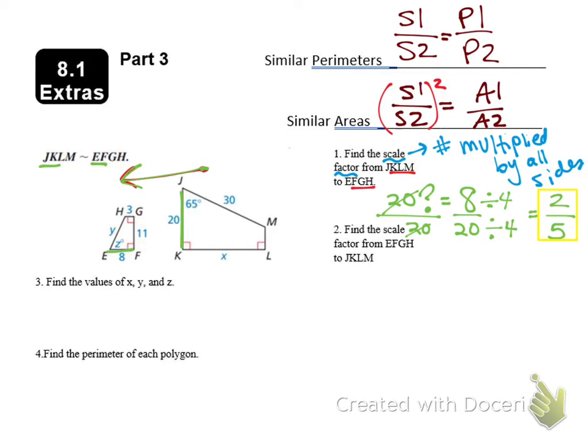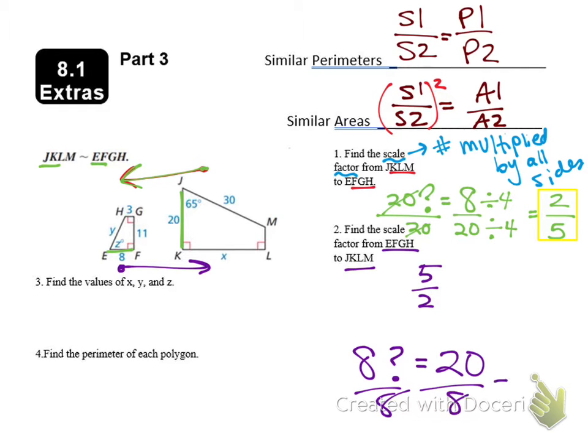What about the opposite direction when it says from EFGH to JKLM? It is 5/2. It's going to be the reciprocal because you could use the same side lengths. 8 times the scale factor gives me 20. Divide by 8, and it still reduces to 5/2. You will be asked to do this on the quiz. Be able to find scale factor from both directions.